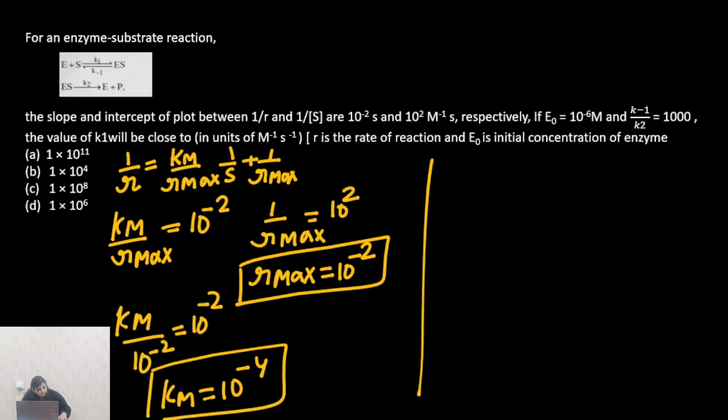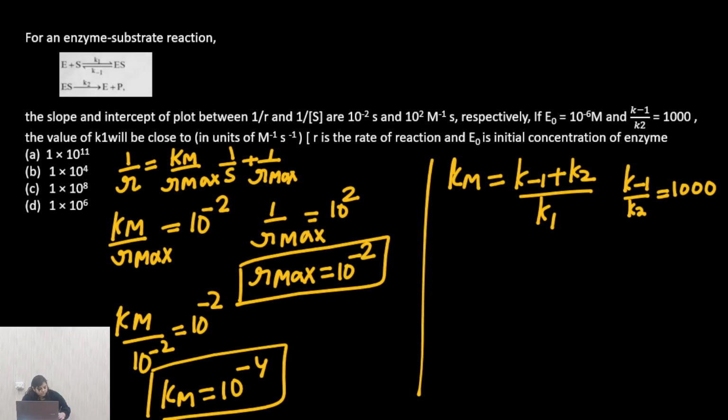Now we know that the Km value is defined as the ratio of the rate constants, K inverse plus K2 upon K1. Now the given condition is that K inverse to that of the K2 value is 1000. So K inverse is 1000 times the K2 value. Right. This you can substitute.